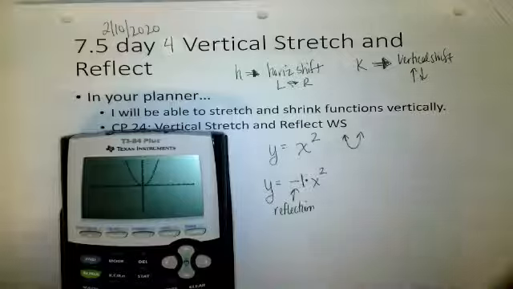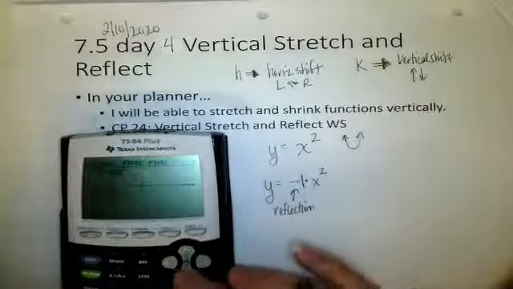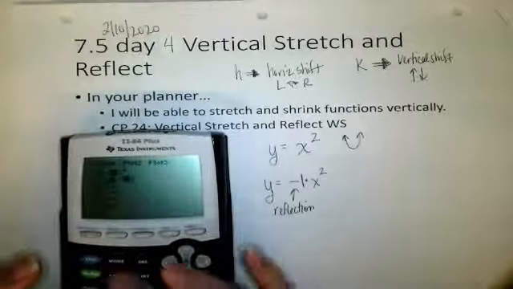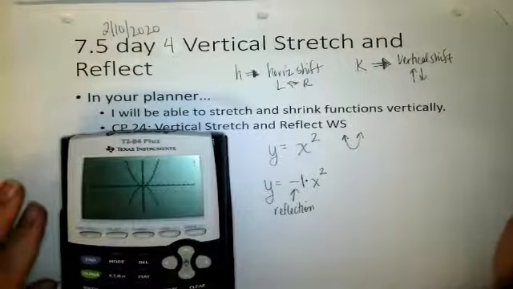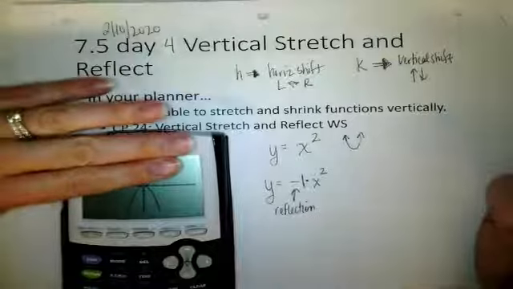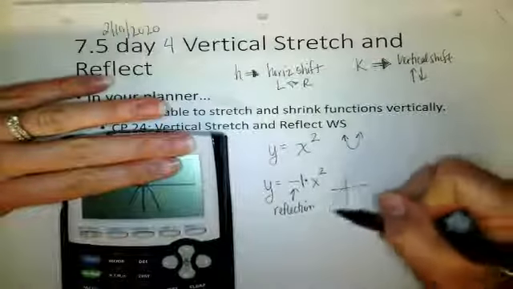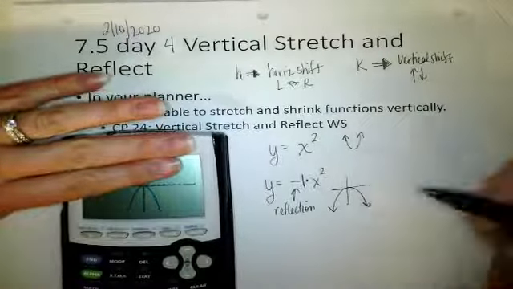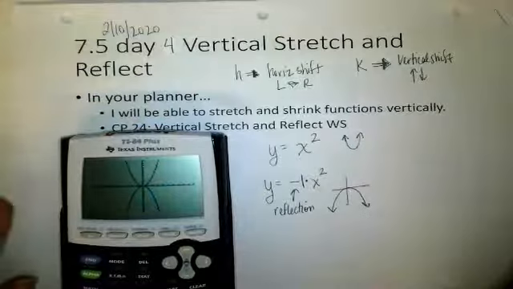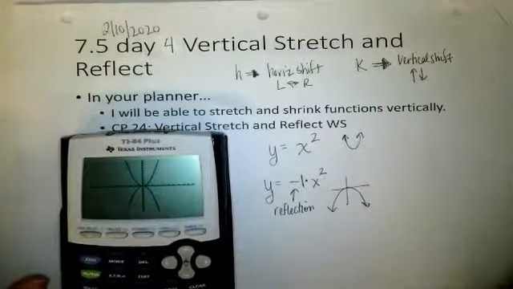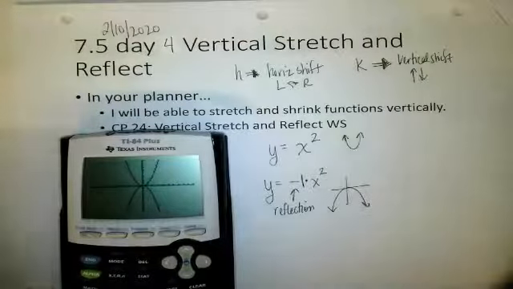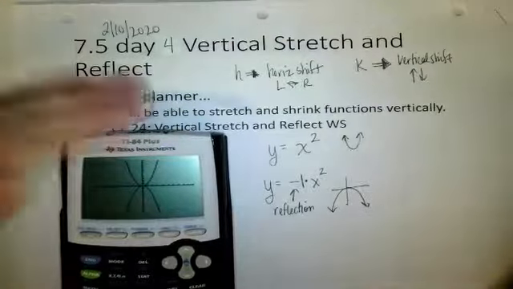Okay, and so you can see I could graph a negative x squared. All right, so there's that graph, and you can see that it got flipped upside down.